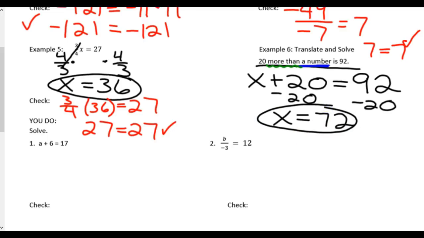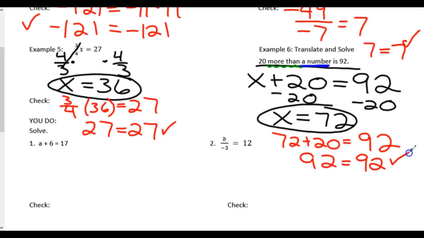Last step, make sure we check. Is 72 plus 20 come out to 92? I believe it does. That would give us the number sentence 92 equals 92, and we are all set.